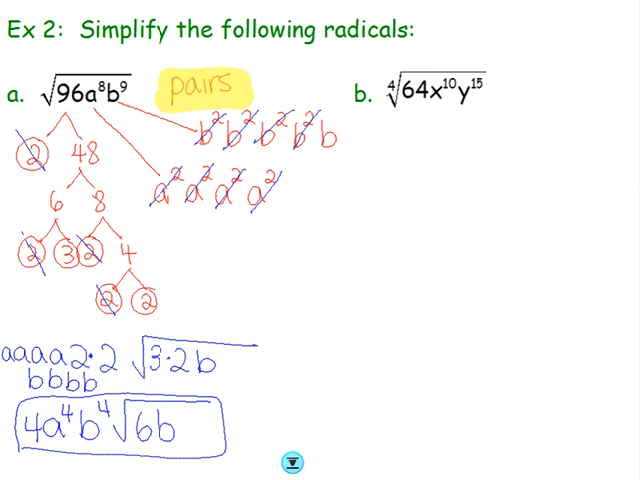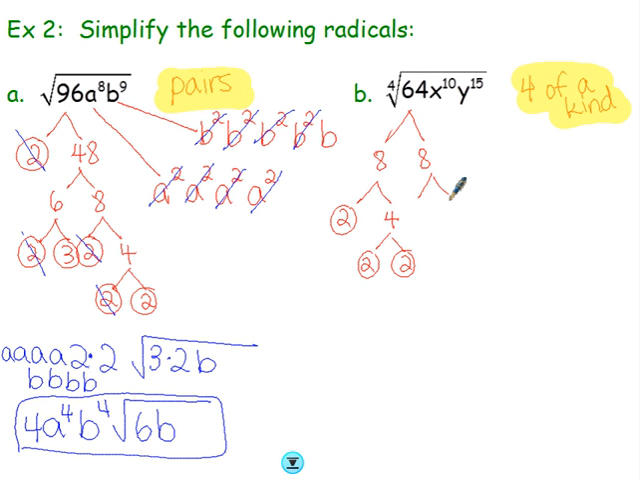Let's look at the next one. I want to start by saying, that's a 4th root, so we're looking for 4 of a kind. That's very important. Start with 64. 64, most people know, is 8 and 8. 8 is 2 and 4. 2 is prime. 4 is 2 and 2, both primes.